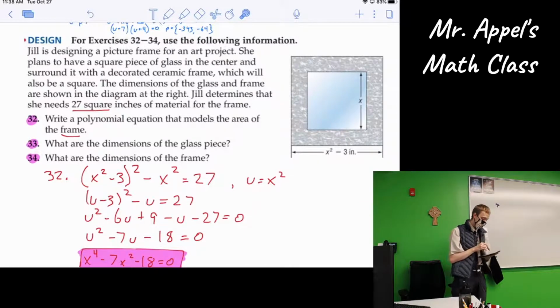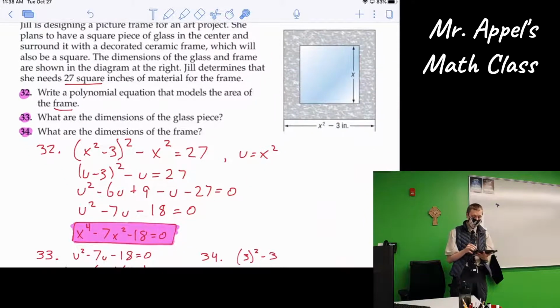She only has enough material to make 27 square inches of frame, okay? Because it's got to be so thick, whatever. So she wants to know, okay, how wide is the frame going to be, and how big of a piece of glass do I need to buy from the store to stick on it, right?